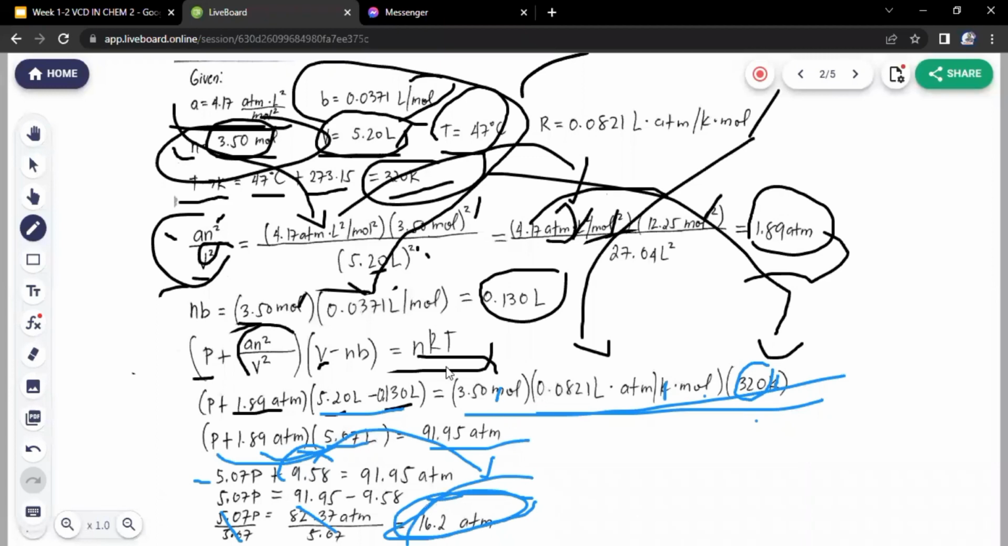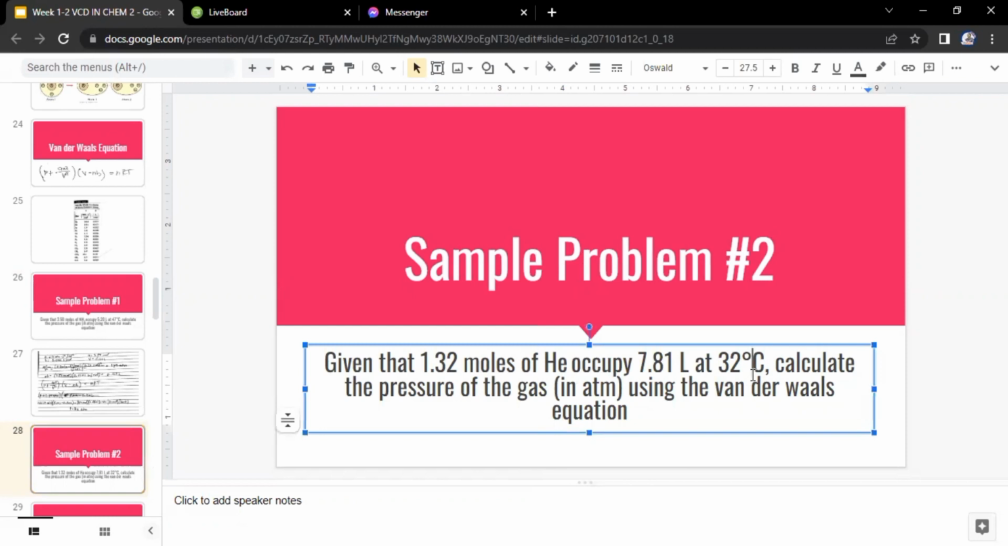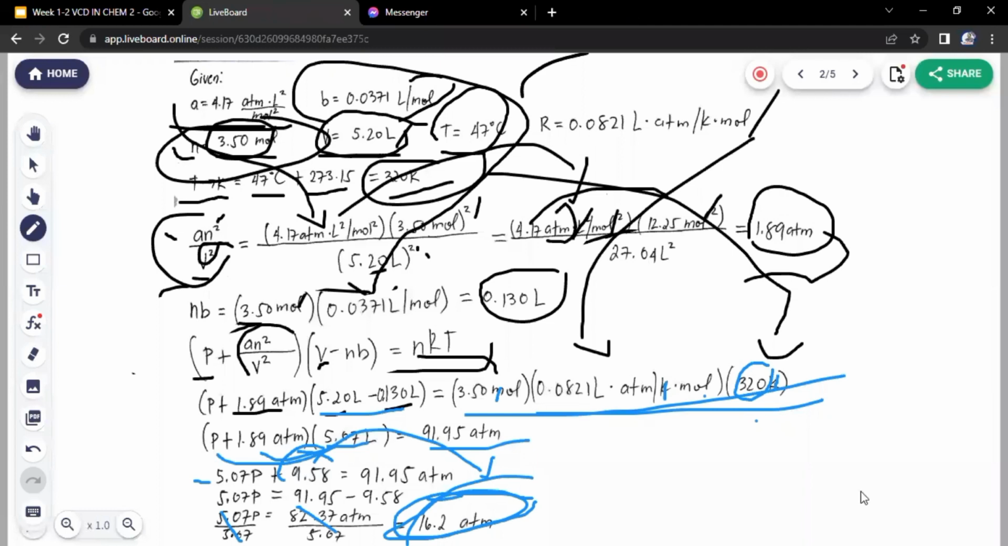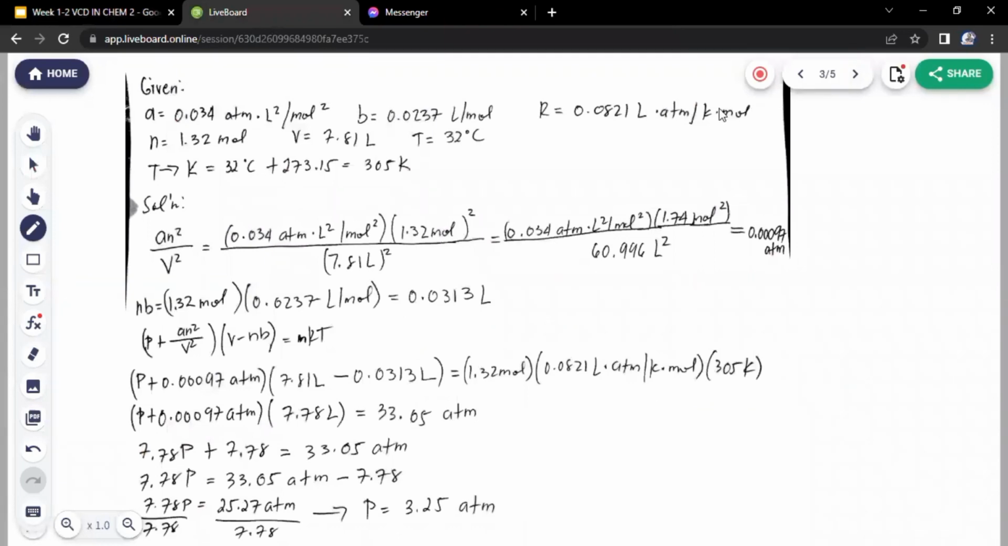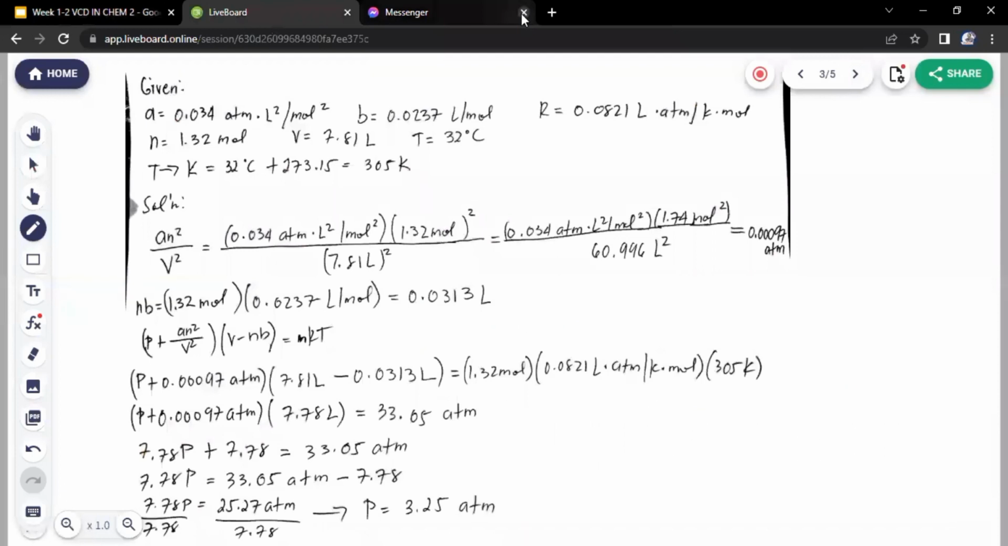All right. Now, for sample problem number 2, we are given that 1.32 moles of helium occupy 7.81 liters at 32 degrees Celsius. Calculate the pressure of the gas in atmospheric pressure using the van der Waals equation. Now again, let us proceed. You have to write the given first. All right, 1.32 moles and then 7.81 liters. Yes, that is correct.